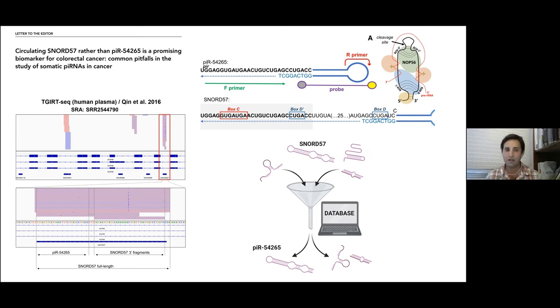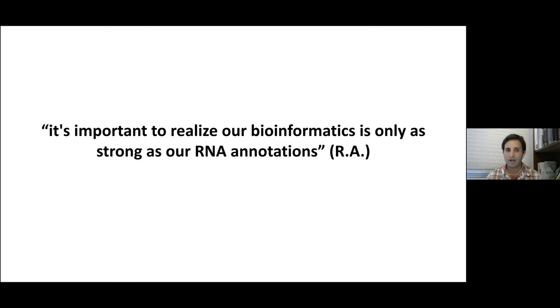And when I was presenting the idea of this talk to Roger Alexander, he mentioned something that I would like to include as the main conclusion of this talk. It is important to realize that our bioinformatics is only as strong as our RNA annotations. I think this sentence summarizes well most of what I've shown. And just as a rule of thumb, always double check the sequences you're going to build a whole project on top of. Just check the mapping in the genome and also the mapping of other reads in the neighbor region to see if there is consistency with expected RNA processing patterns.